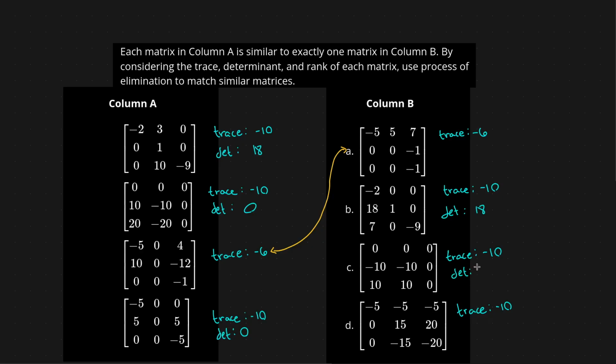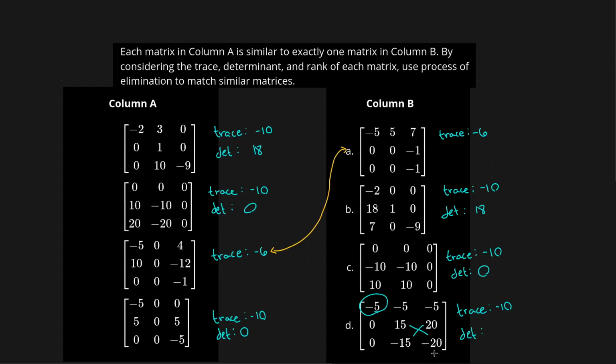For this one, I've got a row of 0, so I get 0. And for this one, what am I going to get? So let's expand along the first column. -5, I have 15 times -20, but then I'm subtracting -15 times 20.